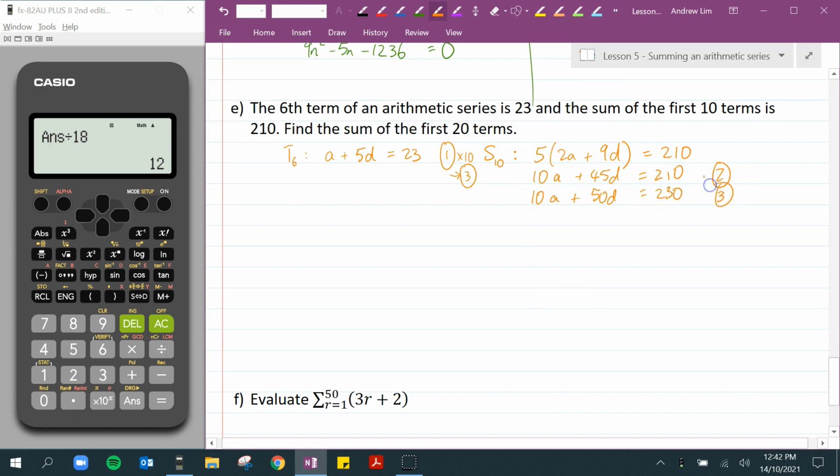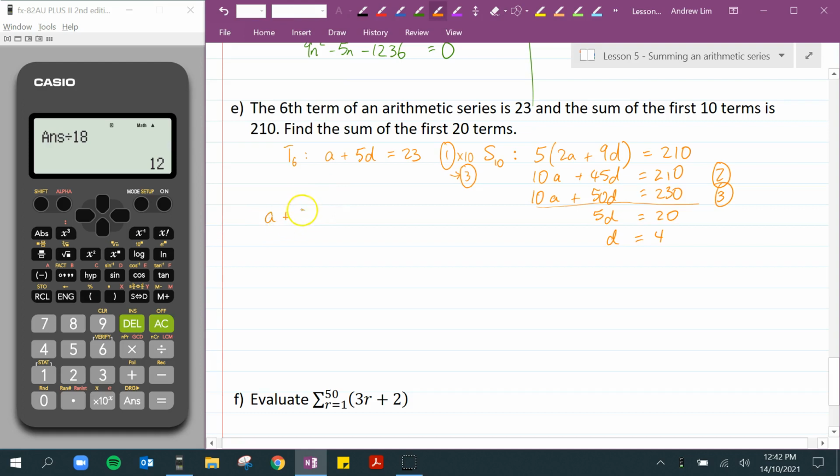That's statement 3. Now the reason why I multiplied it by 10 is so that when I solve these two equations simultaneously, I can eliminate a. Let's subtract. 10a minus 10a is 0, 50d minus 45d, that's 5d. 230 minus 210 is 20, so d is equal to 4. So I know the common difference is 4, but I still need to work out what the first term is. So I'm going to sub that into this one, because that's nice and easy.